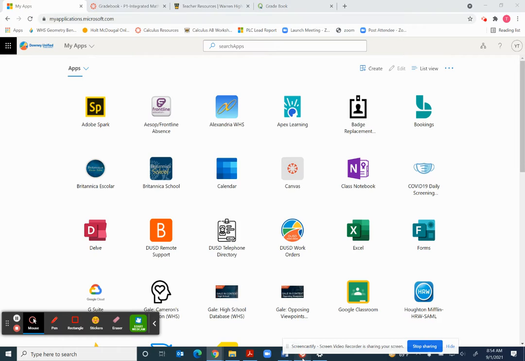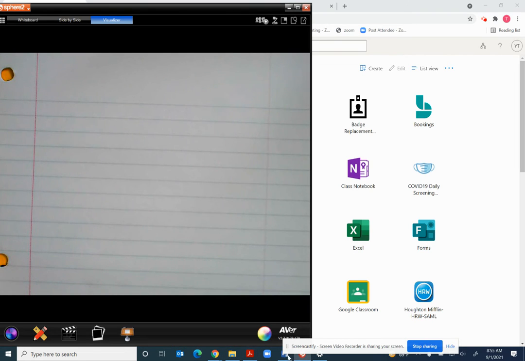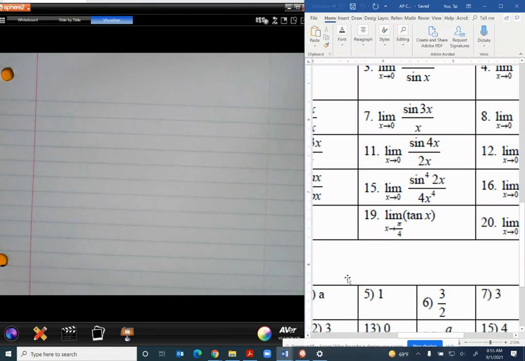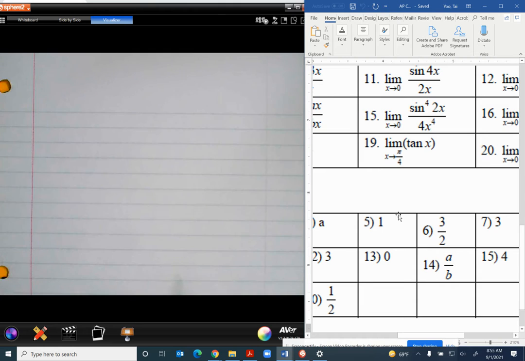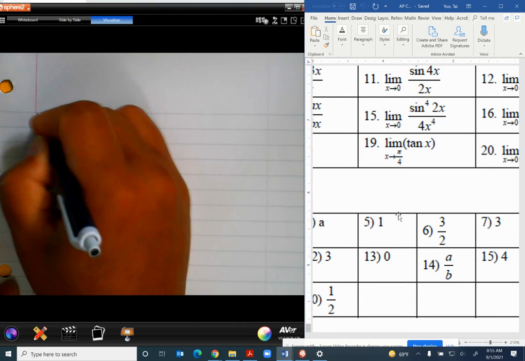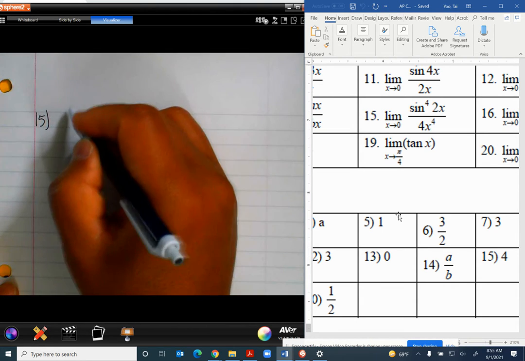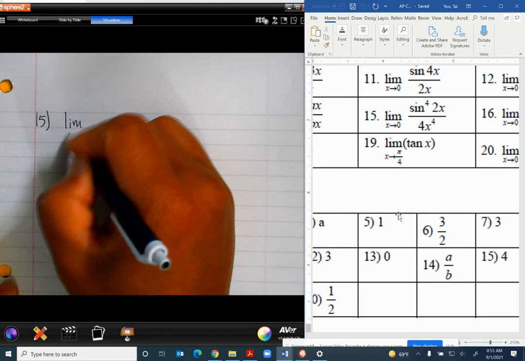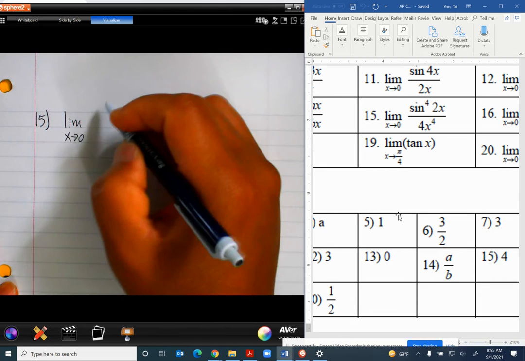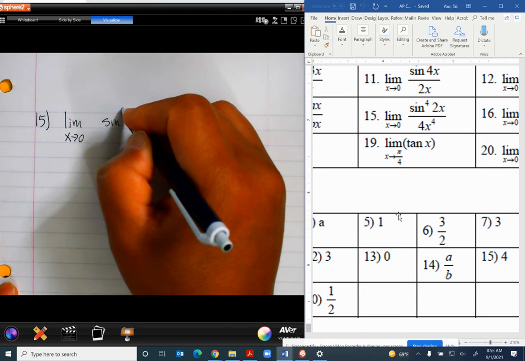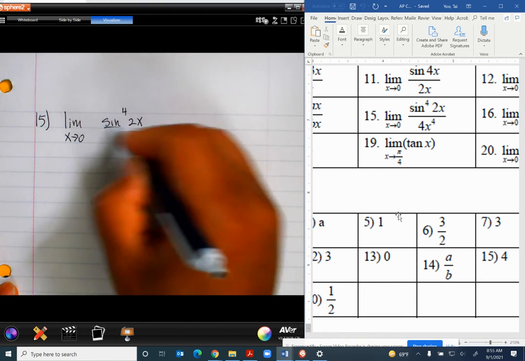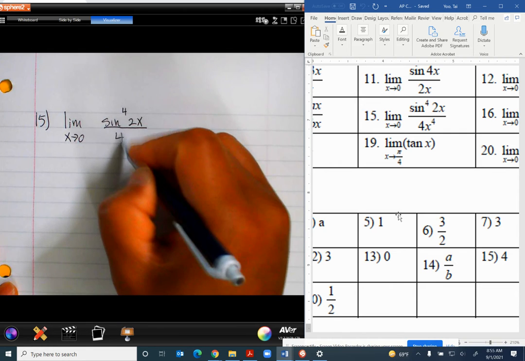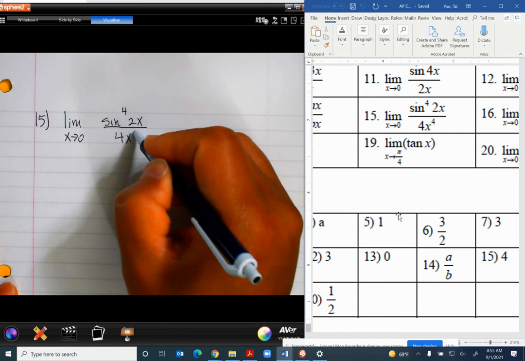All right, this is number 15. Here's number 15. Do you see it? So, again, that's a great question. How do you separate all these powers? So we have the limit as x goes to 0 of sine to the fourth power of 2x all over 4x to the fourth power.